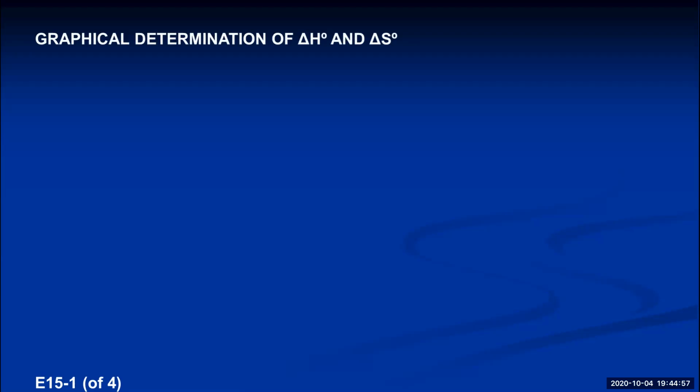In experiment 15, we are going to graphically determine the values of the standard enthalpy change and the standard entropy change for a chemical reaction. The three thermodynamic functions we've learned in this particular chapter show the relationship between the standard free energy change of a reaction, the standard enthalpy change, and the standard entropy change, that's delta G naught equals delta H naught minus T delta S naught. Of these three thermodynamic functions, the delta H naught and the delta S naught are constants over a wide temperature range, but the delta G naught is not.